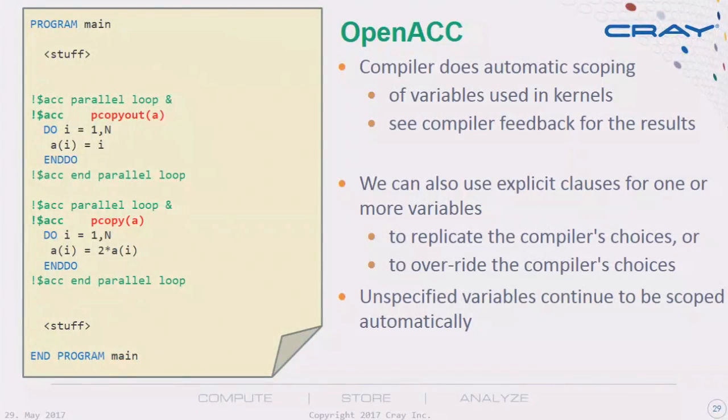Same as before, the example also with OpenACC. I just added here the pcopyout and pcopy statements to our directives. Any question on that?